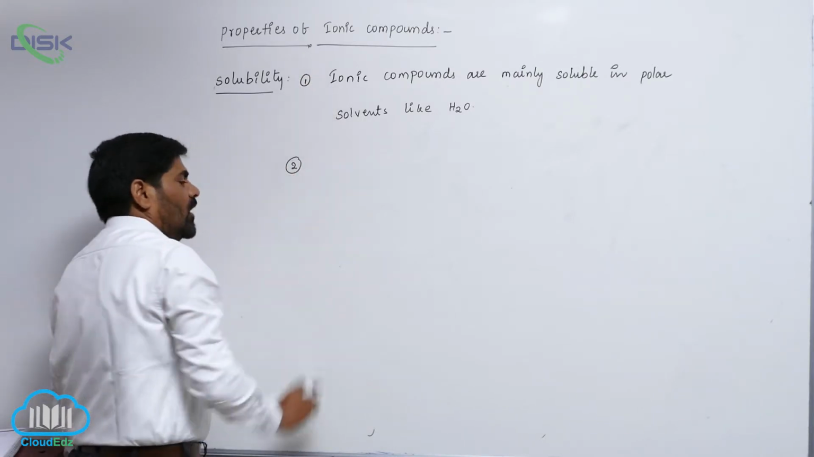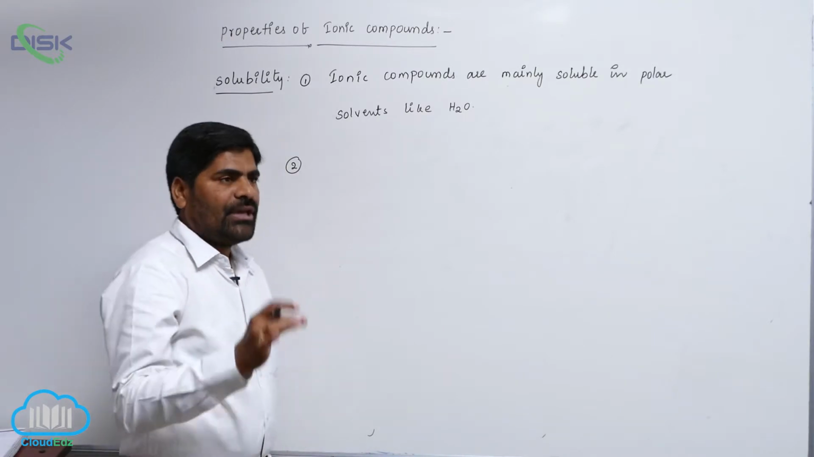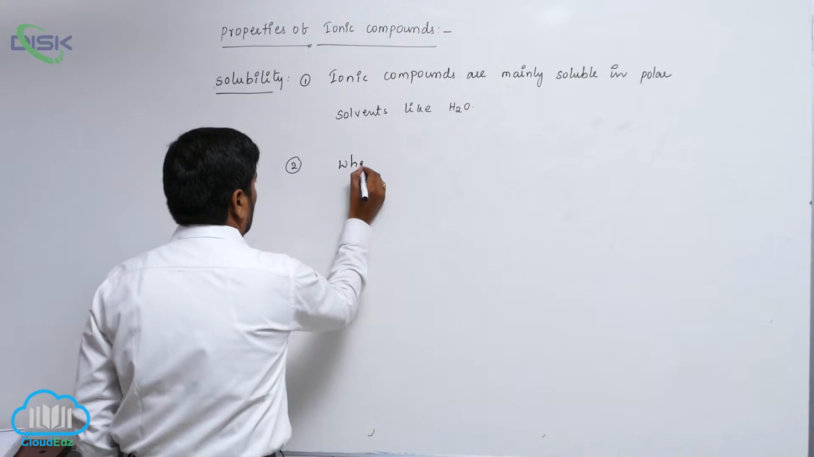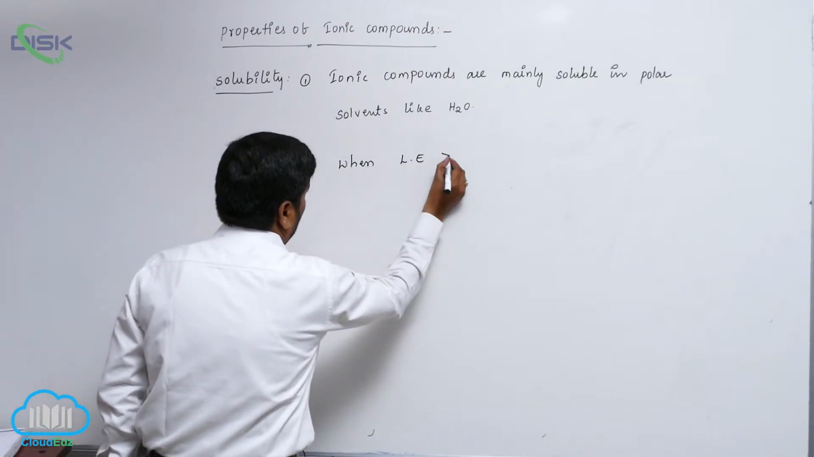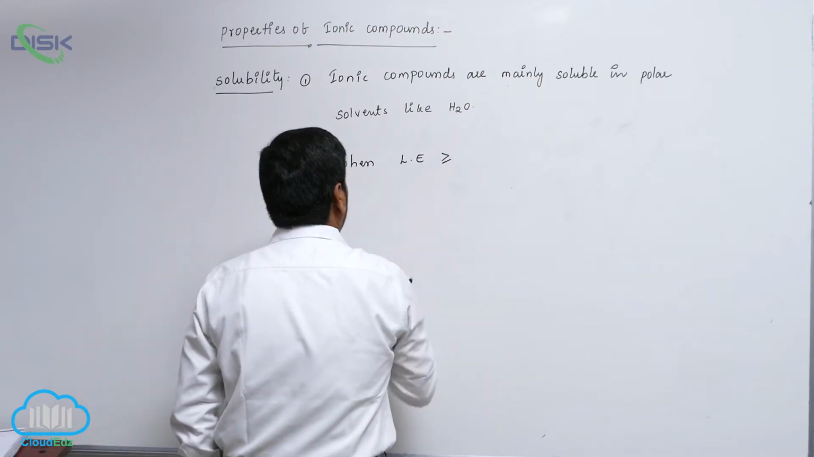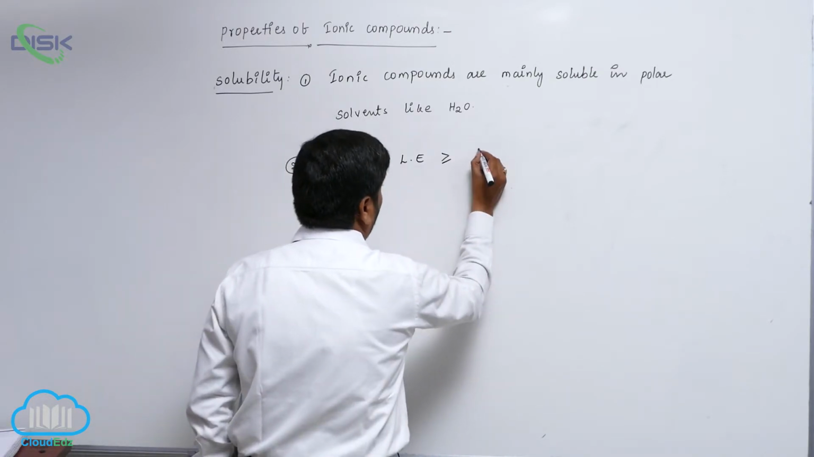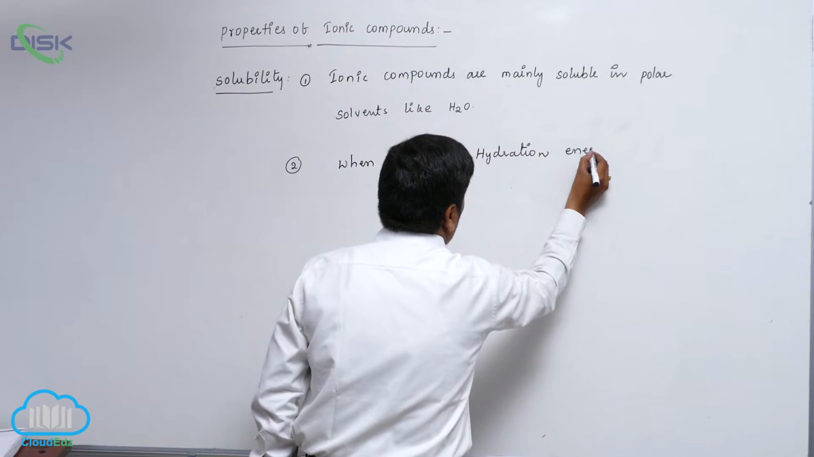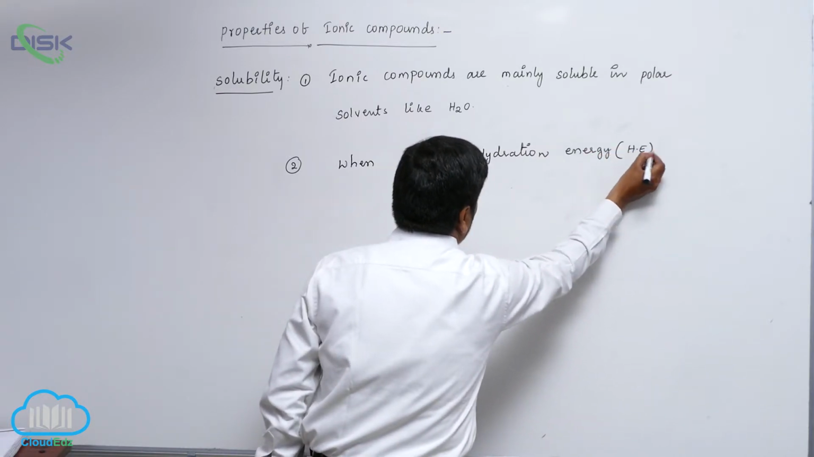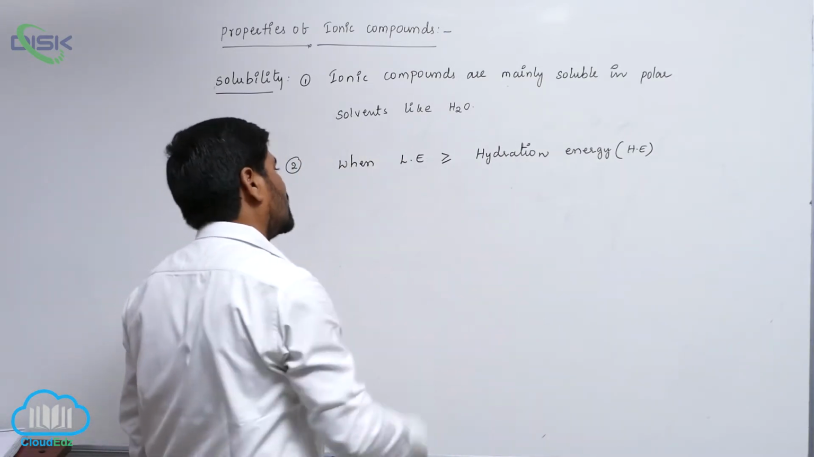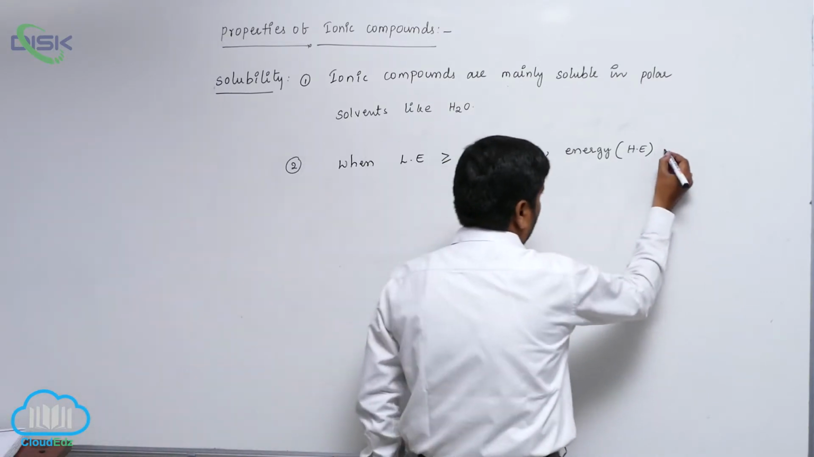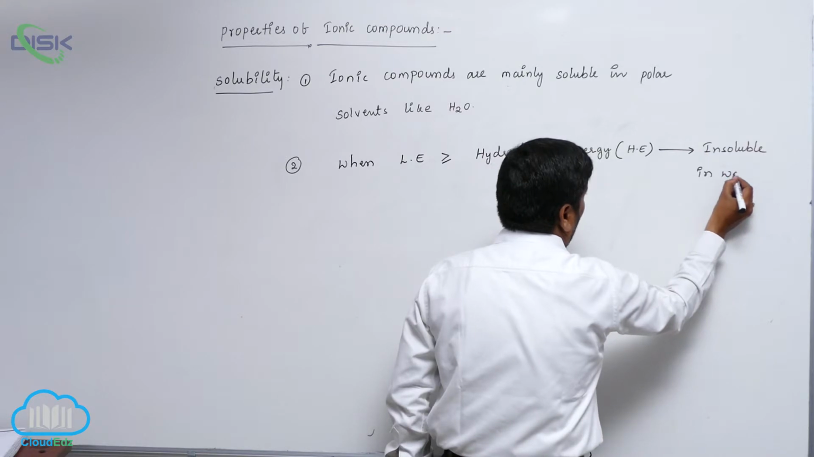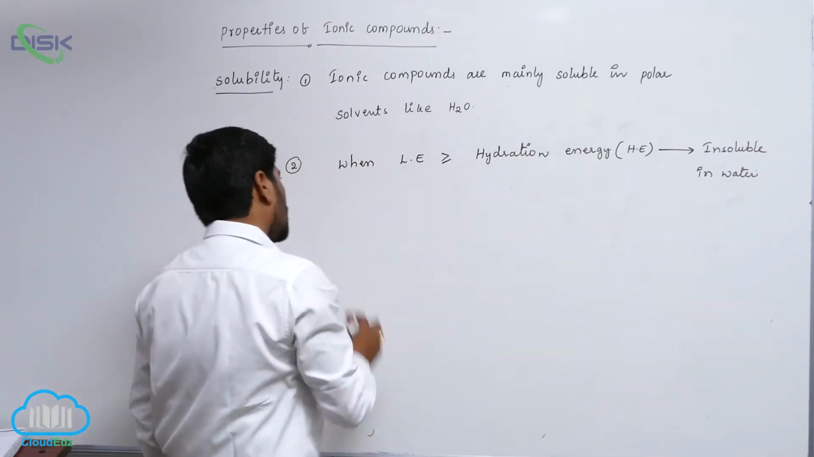Second, if the lattice energy of a crystal is more, it is insoluble in water. When lattice energy is greater than hydration energy, HEE. HEE means hydration energy. When lattice energy is greater than hydration energy, it is insoluble in water or polar solvent. This is the first case.